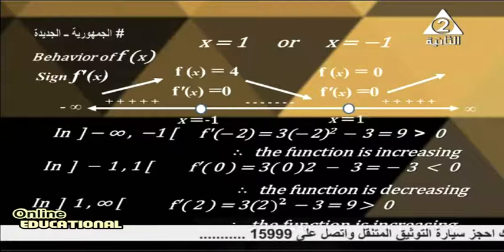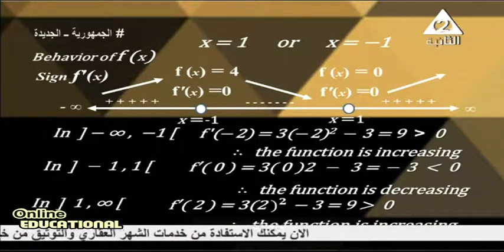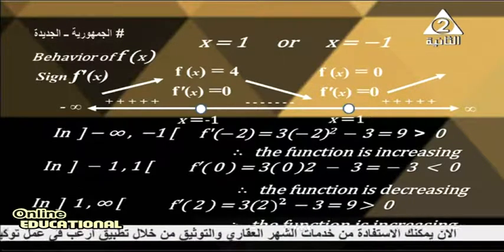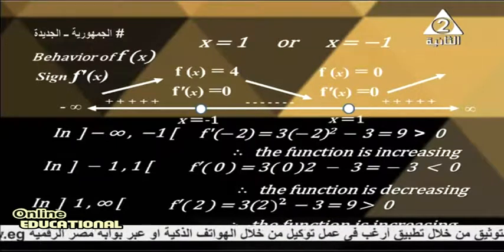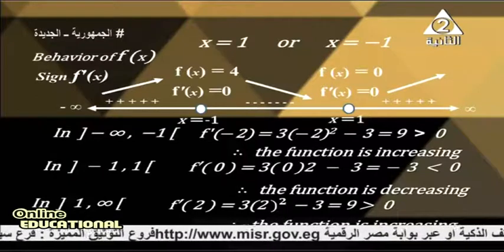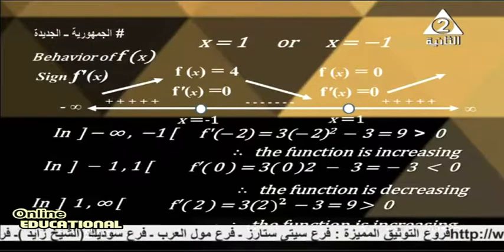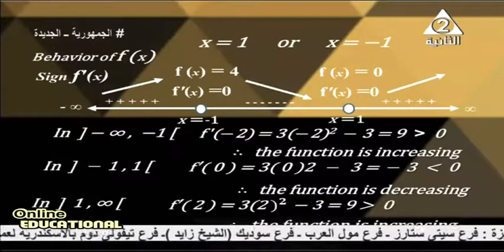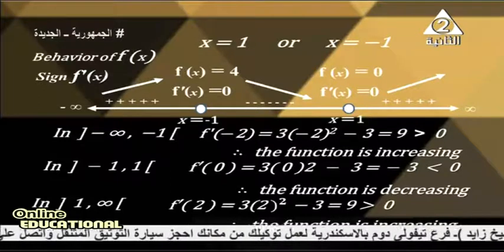Now, at x equal negative 1, the function has a local maximum value, and at x equal positive 1, the function has a local minimum value, because the function is increasing when x is less than negative 1 and decreasing when x is bigger than negative 1.